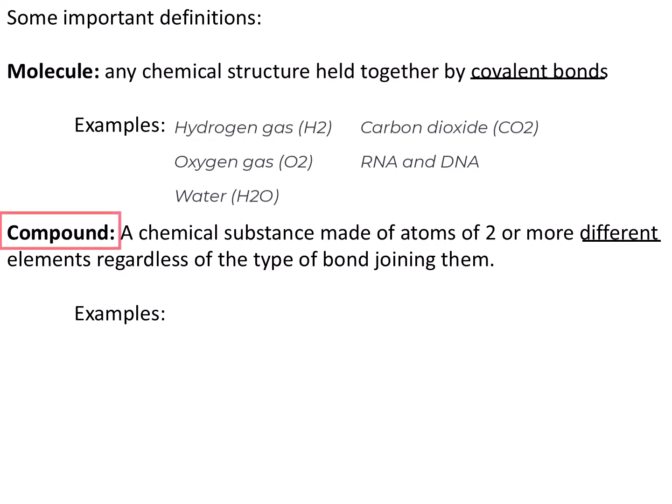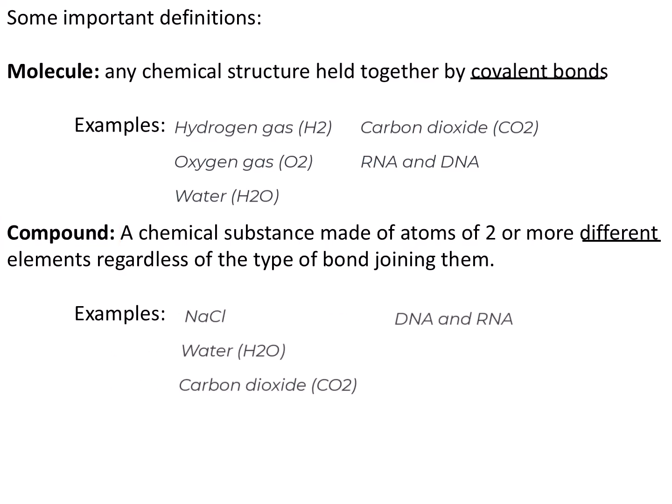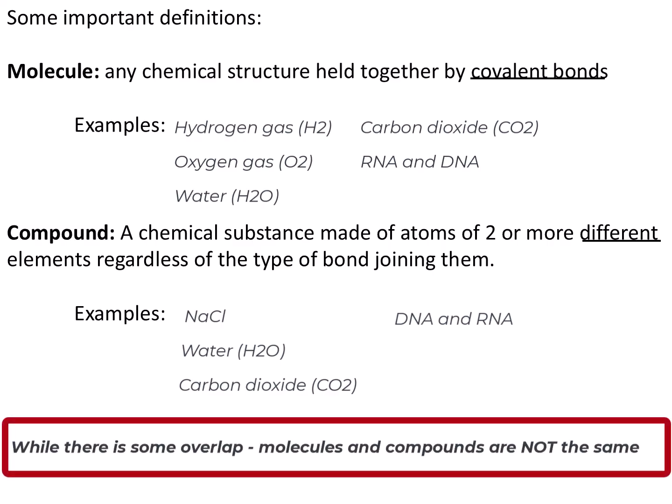The term compound refers to a chemical structure that is made up of two or more different atoms, but the bonding between them doesn't matter. Some examples include sodium chloride, water, carbon dioxide, DNA, and RNA. While there is some overlap between molecules and compounds, they are not the same.